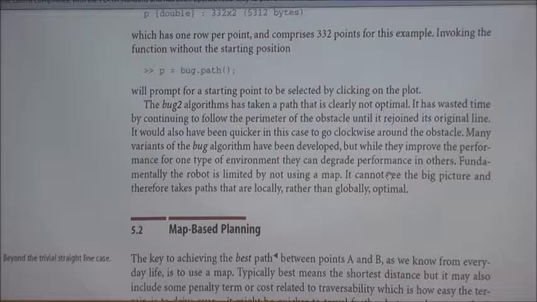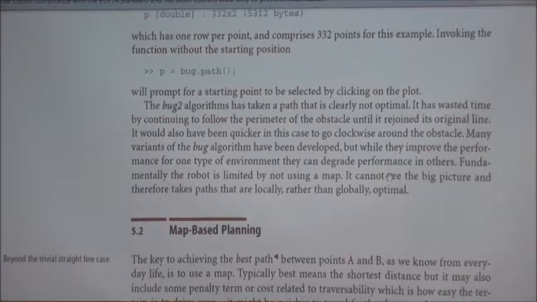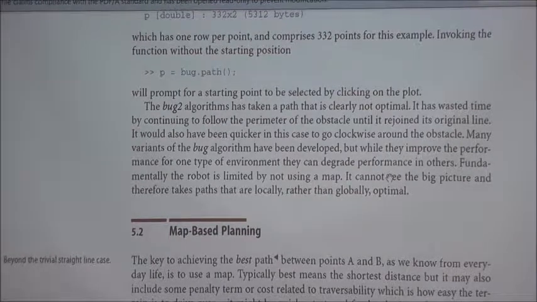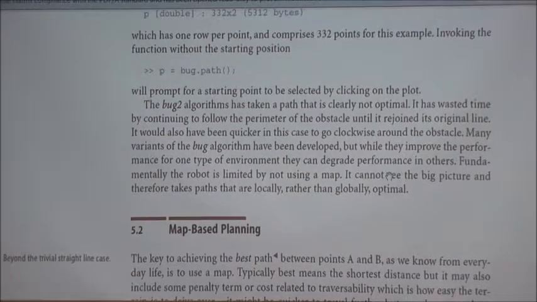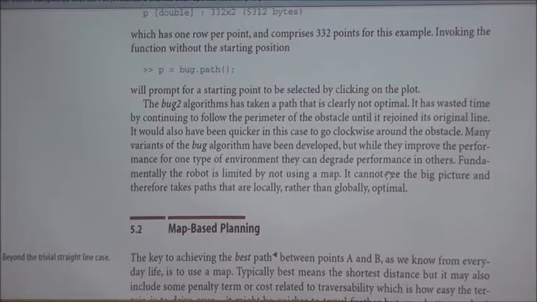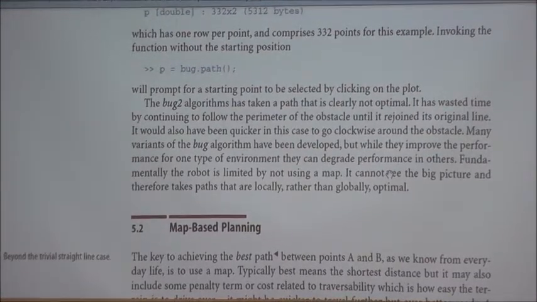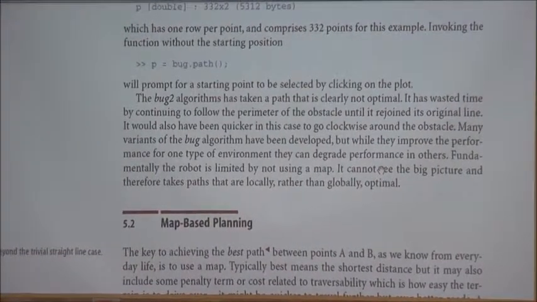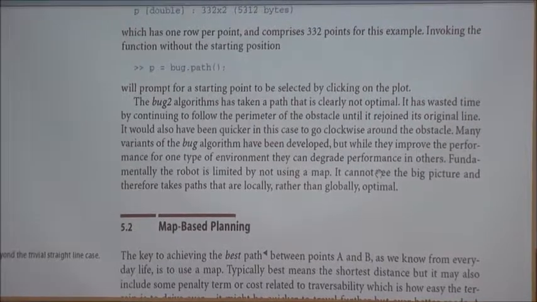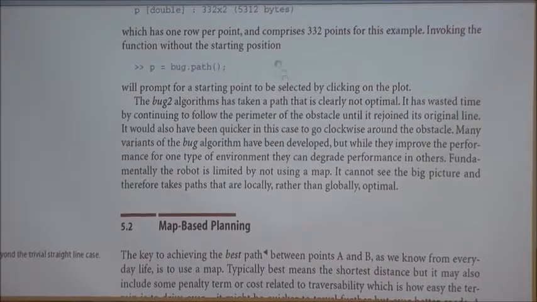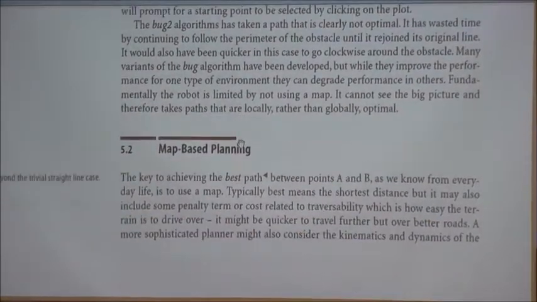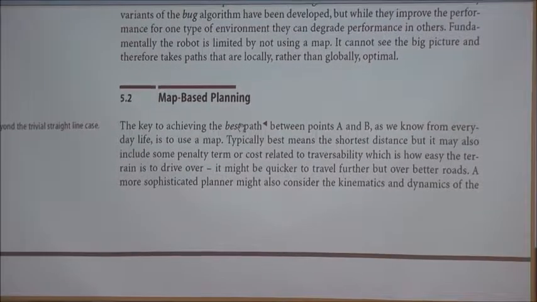So this is an important point. All these things that have been given to you, this Braitenberg vehicle and Bug algorithm, are free of map. It is not using a map. You see, map is very important because every robot needs to know what is all around it. Okay? And map is the objective for that. So, therefore, we move into map-based planning.